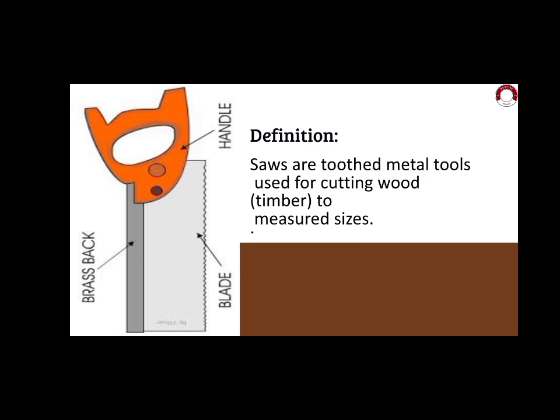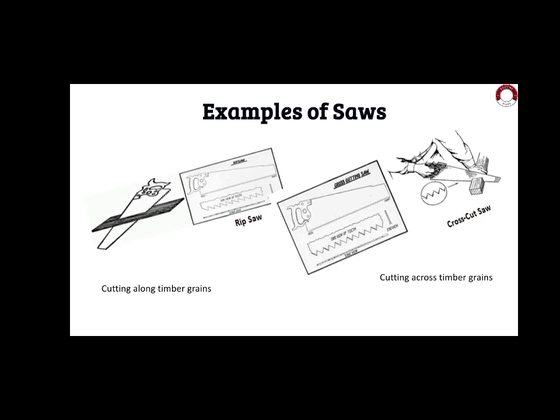What are the examples of saws that we are going to use in woodwork? We are going to use a particular saw called the rip saw. Why is it given the name rip? Rip is like when you tear something into two. So this saw cuts along the grain of timber. Along what? Along the grain of timber. That's why it is called the rip saw.